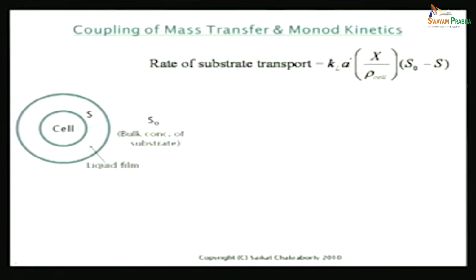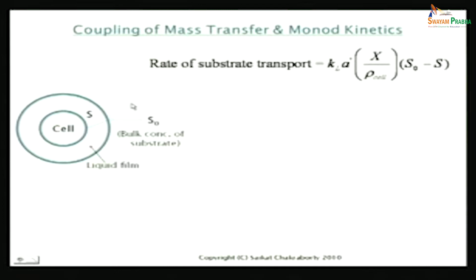So if you want to solve a really detailed model, what would you do? You take the liquid film and solve for the profile within the liquid film, solve for the profile within the cell, and then balance all of that. What we are doing instead is not solving for any profile, either within the cell or within the liquid film. We are simply saying that the rate of substrate transport is mass transfer coefficient times volume of the cell times S0 minus S.